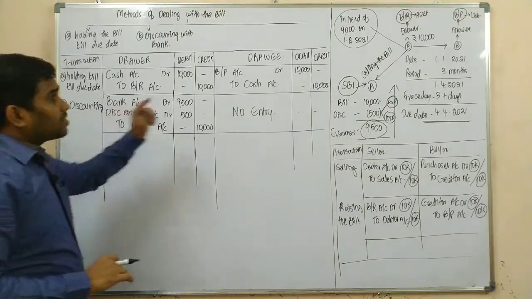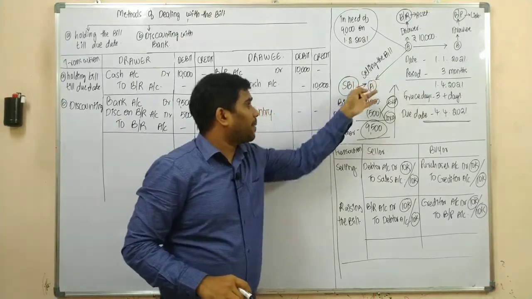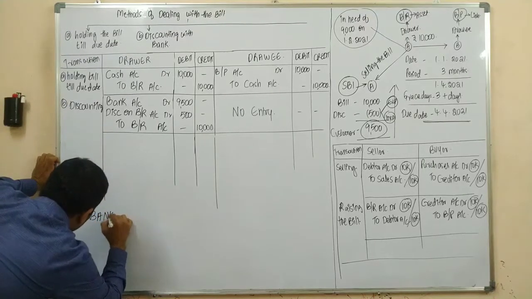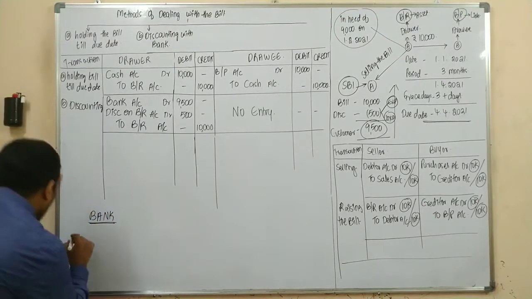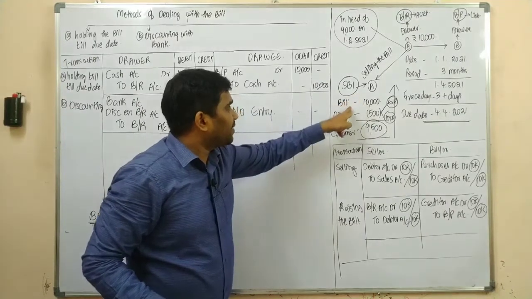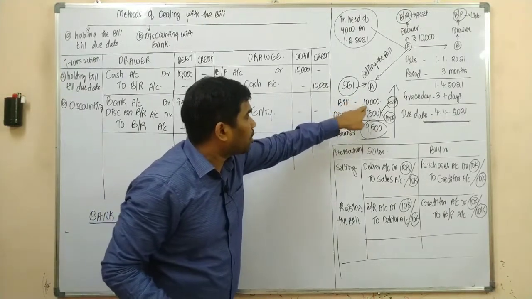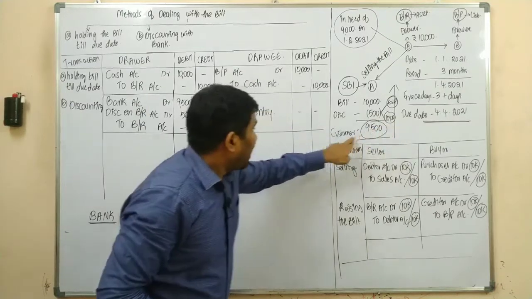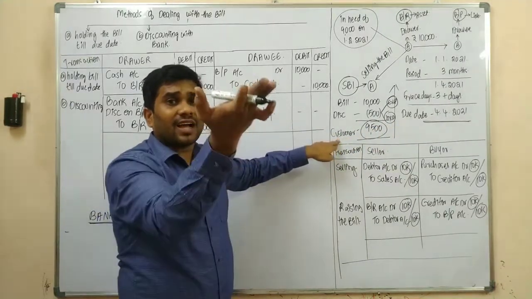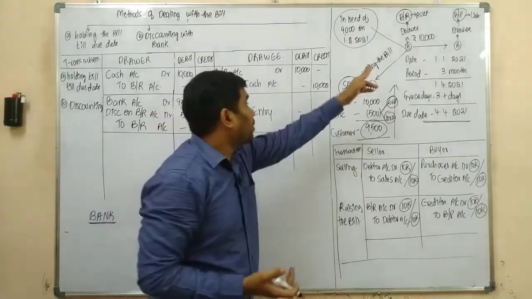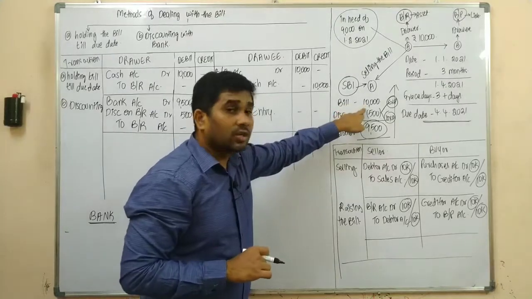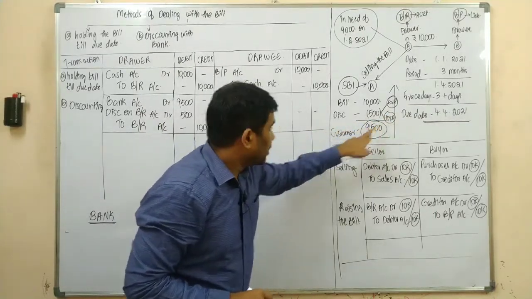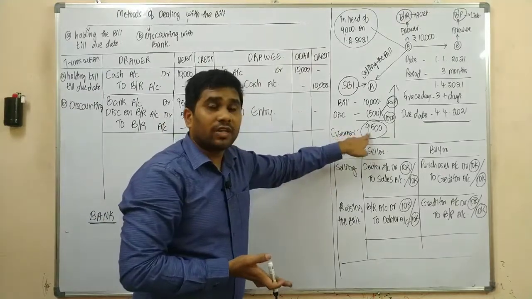So as you are discounting the bill with the banker, we need to record the journal entry in the books of the banker also, yes or no? Let us record the journal entry in the books of bank. Upon discounting the bill, the banker is receiving the bill worth 10,000 rupees. And this discounting charge of 500 is nothing but an income, and he is increasing the customer account to the extent of 9,500.